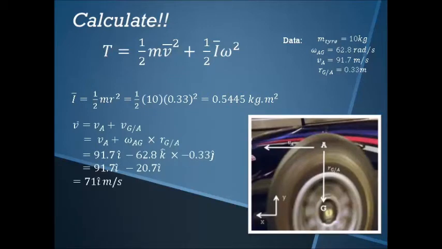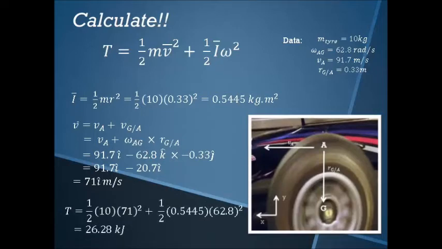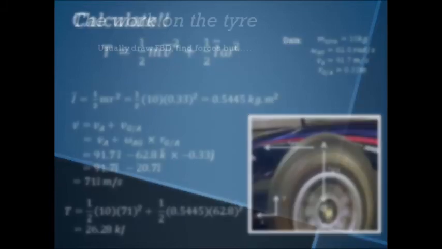The final kinetic energy of the tyre after subbing in the numbers gives a value of 26.28 kilojoules. Quite a fair bit of kinetic energy just carried by one tyre.